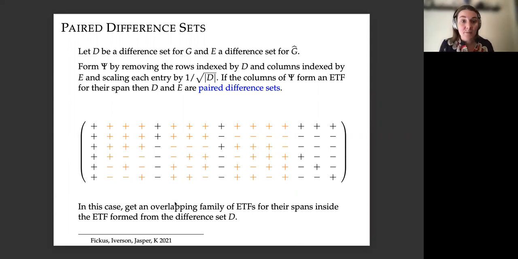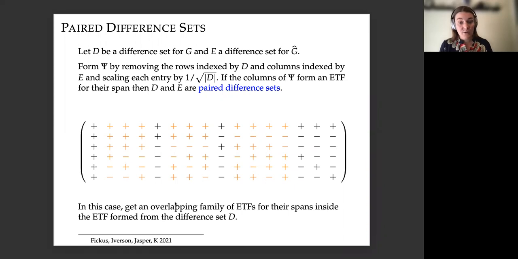So let D be a different set for some finite abelian group, and E a different set for its dual group. Those are all the homomorphisms into the unit circle, which is necessarily also a finite abelian group that is actually isomorphic to the original group. So let's form a set psi by first removing the rows indexed by the different set D, and then the columns indexed by the different set E, and then appropriately scaling them so that they all are unit vectors.